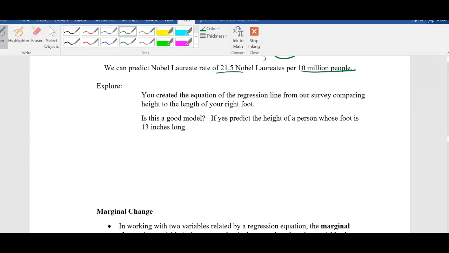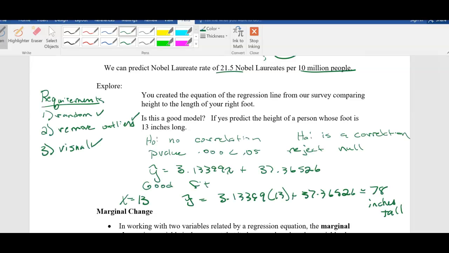Okay, I would like you to do the same thing. So pause and use the data that we have from our feet and our height. So pause and do this.